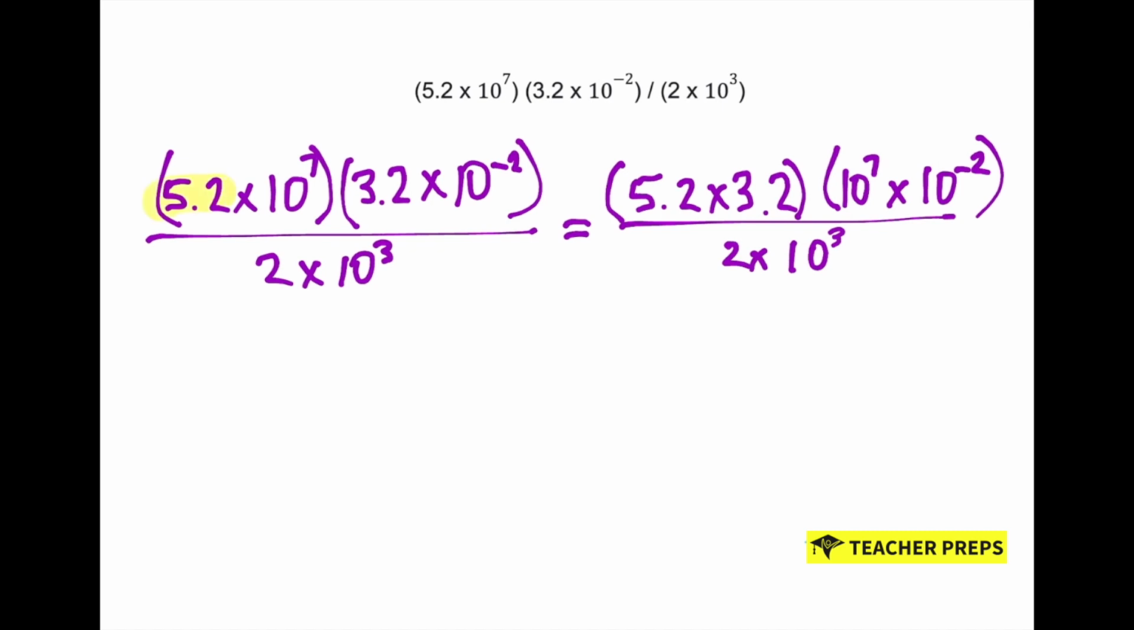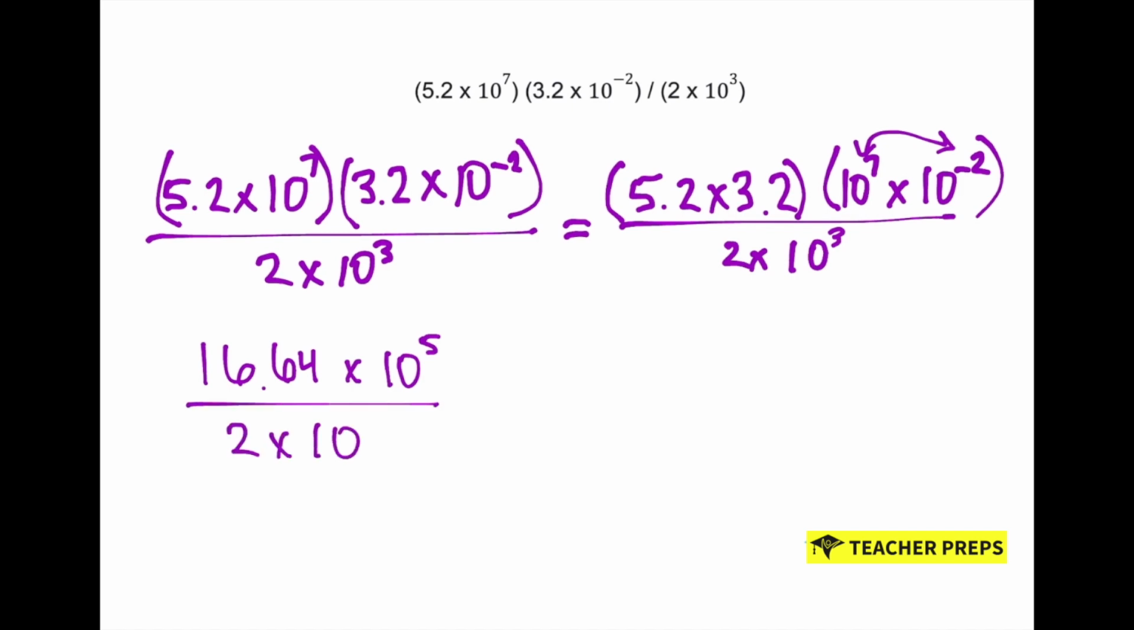We put 5.2 times 3.2 together, and then we put our 10 to the seventh power and our 10 to the negative second power together. When we take 5.2 times 3.2, we get 16.64. And remember, when we're multiplying with powers, we add the exponents. So 7 plus a negative 2 is 5. So we have times 10 to the fifth power.